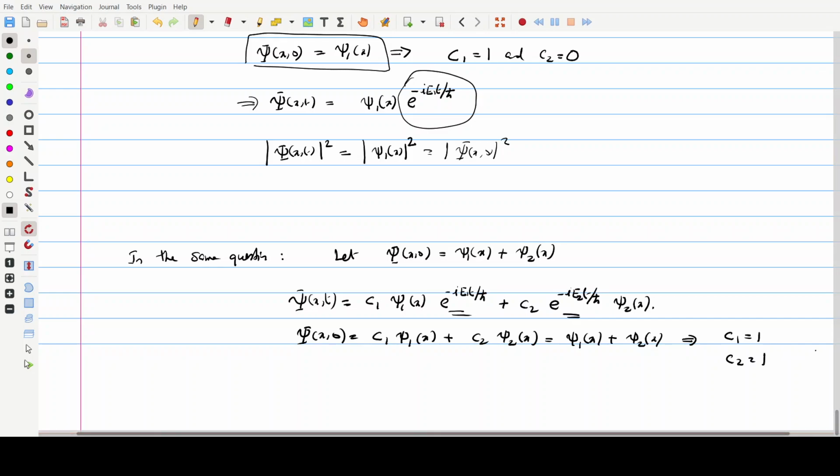Okay. So that means the general state ψ(x,t), since c1 is 1, is simply ψ1(x) e^(−iE1t/ħ) plus ψ2(x) e^(−iE2t/ħ). And what would be the probability density?